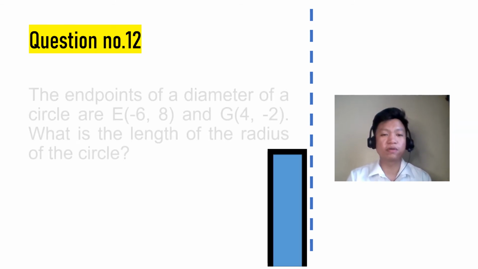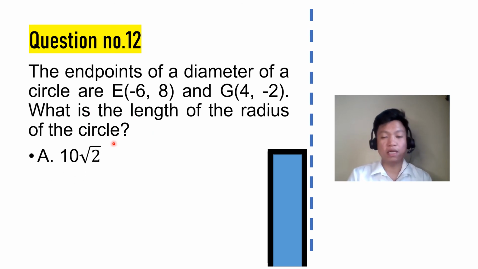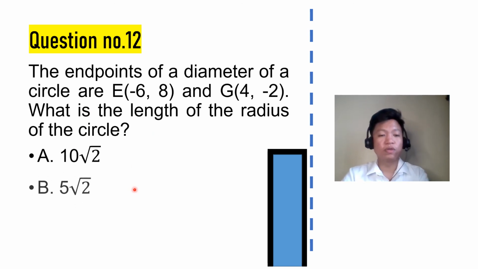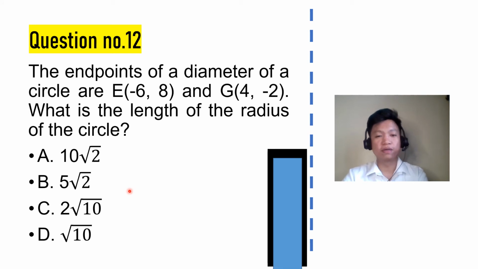Next, question number 12. The endpoints of a diameter of a circle are negative 6, 8, and the other point G with the coordinates 4, negative 2. What is the length of the radius of the circle? Is it 10 square root of 2, 5 square root of 2, 2 square root of 10, or square root of 10? Go.